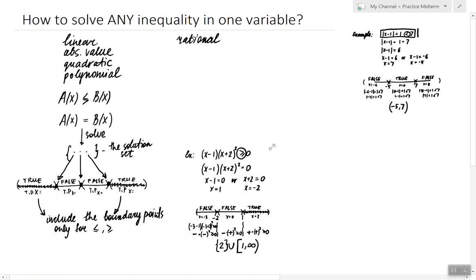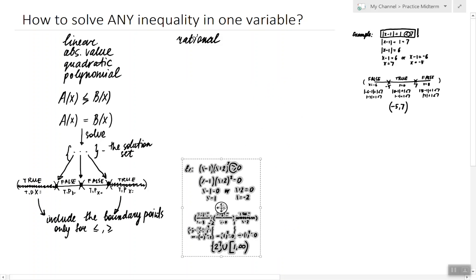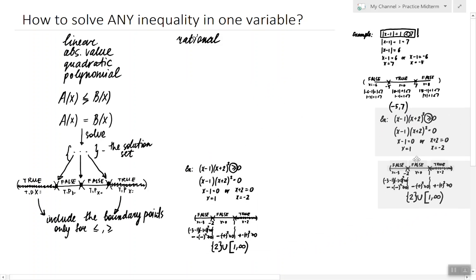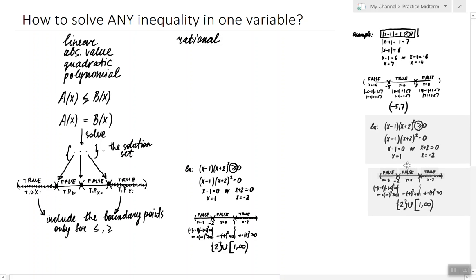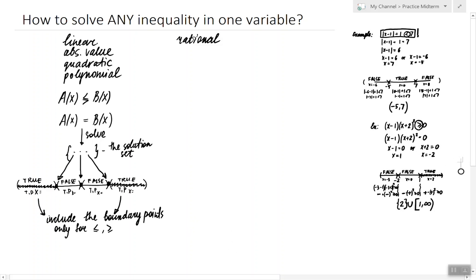Next I want to show you what exception we have to make when we're solving a rational inequality. So let's consider the rational inequality. Let me go over the method first, and I'll do a quick example. When you have a rational inequality, the way we solve it is by first writing it in this form, as a fraction on one side and 0 on the other side. This is the only way we can solve a rational inequality.